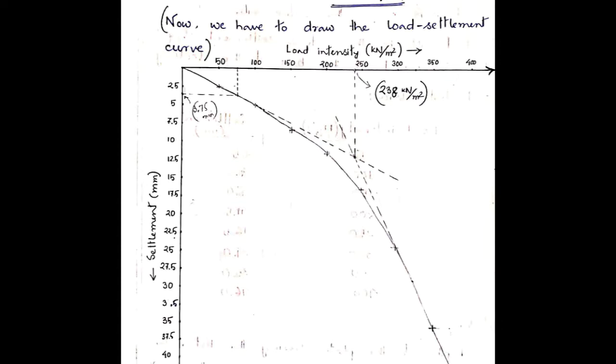From this curve, we do not get a clear-cut ultimate load. So what we can do, we can draw two tangents, one tangent to the initial portion of the curve and one tangent to the final portion of the curve, where the two tangents intersect. Corresponding to that, whatever the load intensity is, is the ultimate load for the plate.